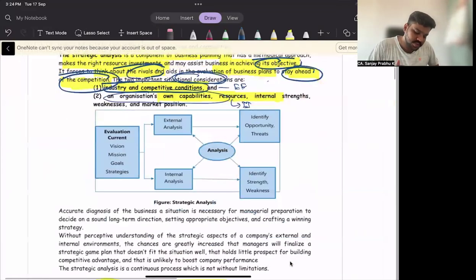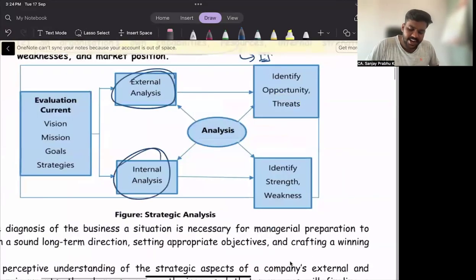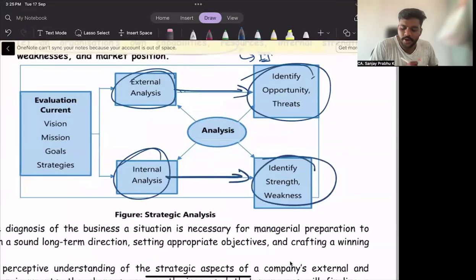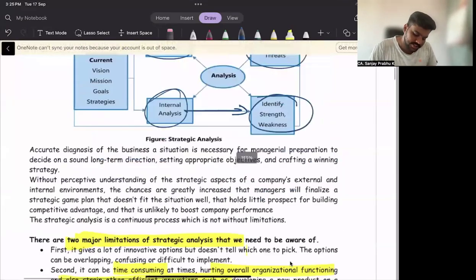Yes, sir. So external analysis, internal analysis. External analysis will help you to identify the opportunities and threats, and internal analysis will help you to identify strengths and weaknesses.